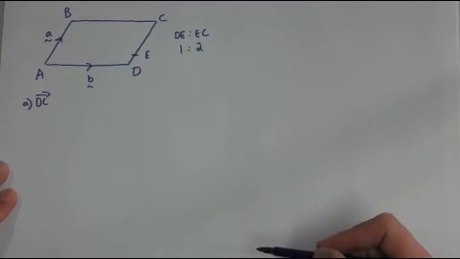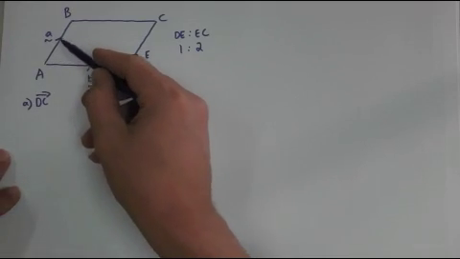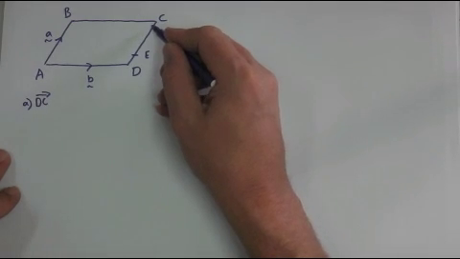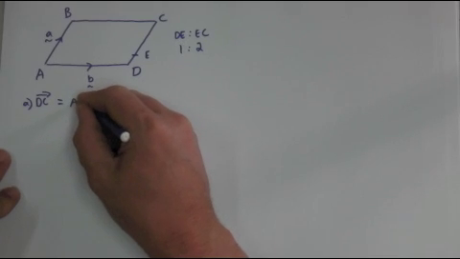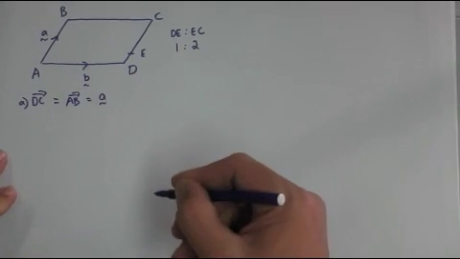So this distance EC is twice this distance DE here. First thing it says is I need to come up with an expression for the vector DC using only A and B. So if I think to myself, well, D to C, as I said, is parallel to AB. So DC is equal to AB. And we know that AB is equal to the vector A.